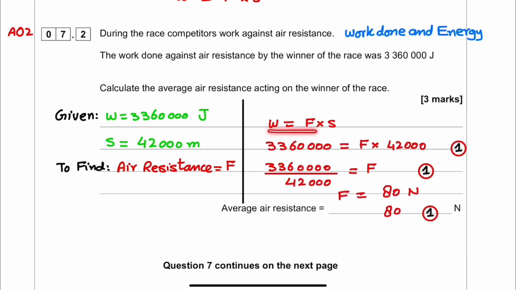We know that work done is equal to force into the distance. The value of the work done, which is already given here, is 3.36 million. We will use the value of the work done and the distance traveled in our formula. By using these values, we can find the value of the force. Rearrange the formula with the help of the calculator. We can see that force is equal to 80 Newton.